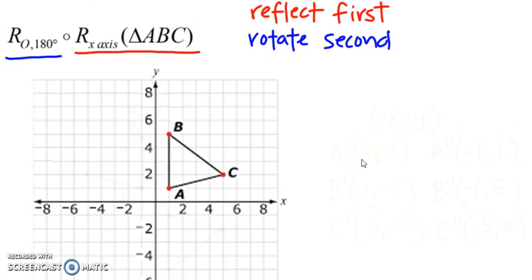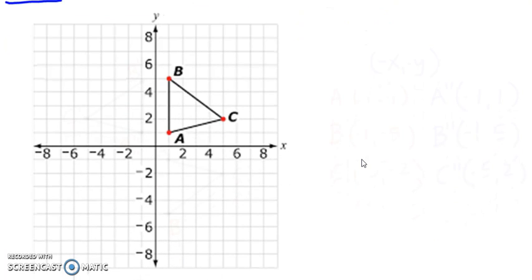So when we actually do our composite transformation, we're going to do both of them. We need to reflect first and then rotate second. If we're reflecting over the x-axis, we will end up here. So if I count my distance, that A, B, and C is from the x-axis, those distances are replicated to get A prime, B prime, and C prime.